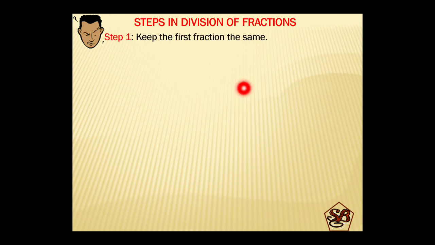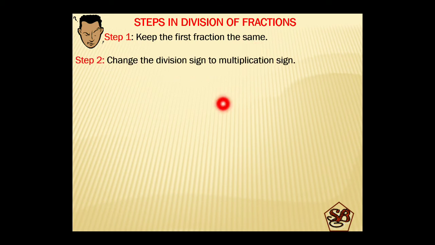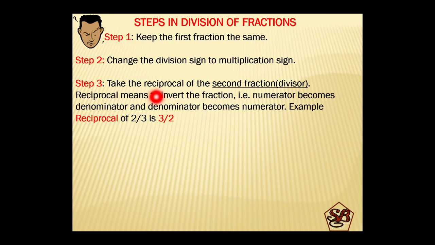The first step is keep the first fraction the same. Second step, change the division sign to multiplication sign. Third step, take the reciprocal of the second fraction, that is the divisor. Reciprocal means to invert the fraction. That is, numerator becomes denominator and denominator becomes numerator. Example, reciprocal of 2 by 3 is 3 by 2. Here the numerator is 2. When we reciprocate, this will become the denominator. So it is just the inverse of the fraction.